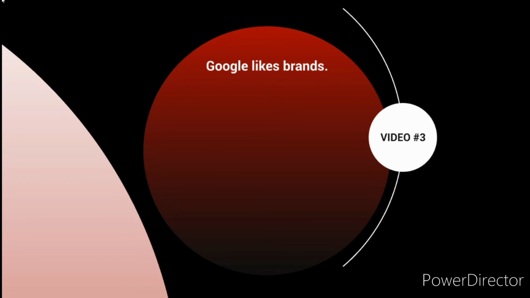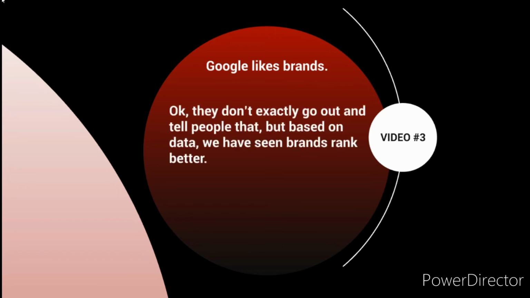Now, we don't know exactly whether this is true or not, but based on the data that we have seen, and based on the data that has worked not only for us but for many others, Google likes brands. Now, it's not necessarily that they are particularly liking brands because brands make a lot of money or anything like that, but what we've realized are certain variables that make a brand stand out. So they don't exactly go out and tell people that they like brands, but based on the data that we've seen, we have seen brands rank better.